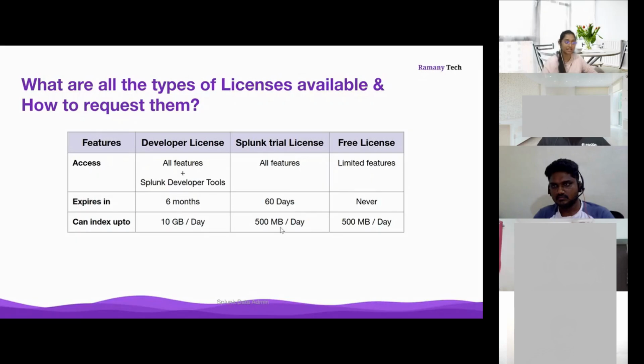When this license expires, Splunk will automatically switch to a free license. That is not going to expire, but the issue is you won't be able to access all the features. It will have only limited features, so you won't be able to do development activities like clustered environment creation with the free license. So this is the order: by default you will have a Splunk trial license, and if that expires, it will move on to the free license. This is for development purposes.